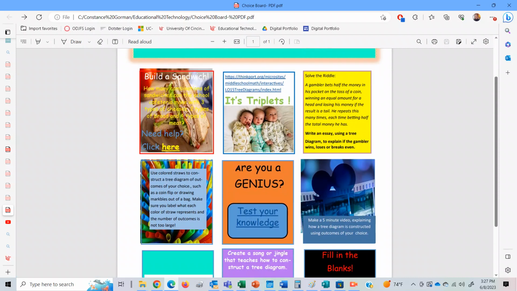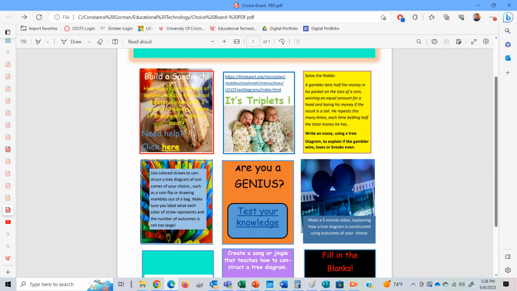So as far as collecting data, any of the choices that require drawing a tree diagram do this. In order to solve the riddle, you really have to draw a tree diagram to see how much money he will have. So build a sandwich, solve a riddle, and the straw one require them to collect data.